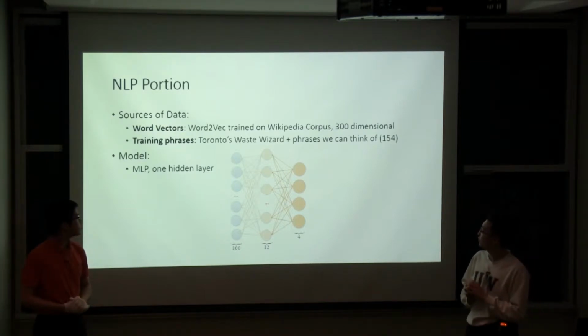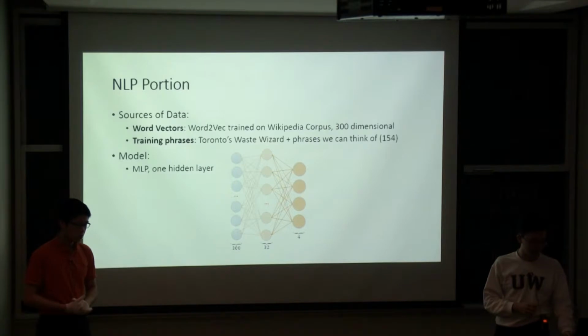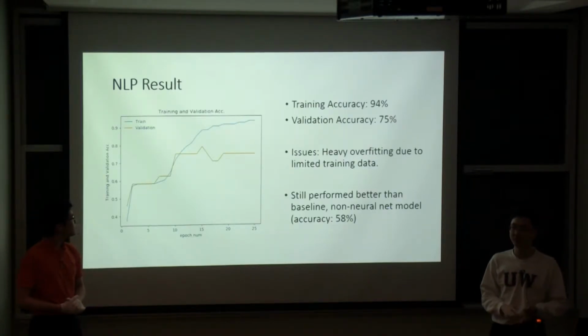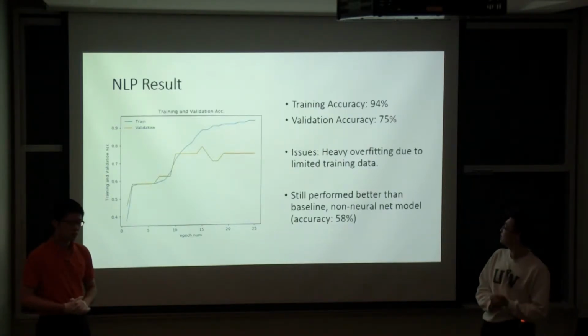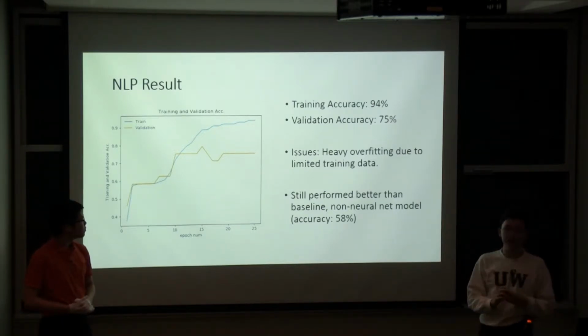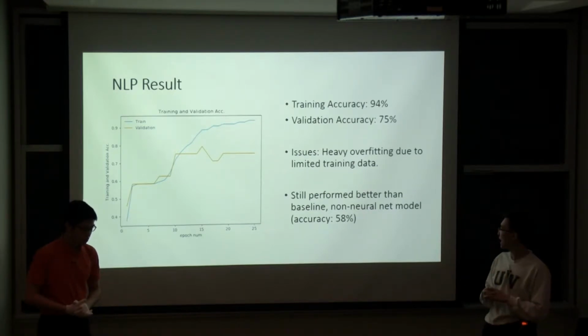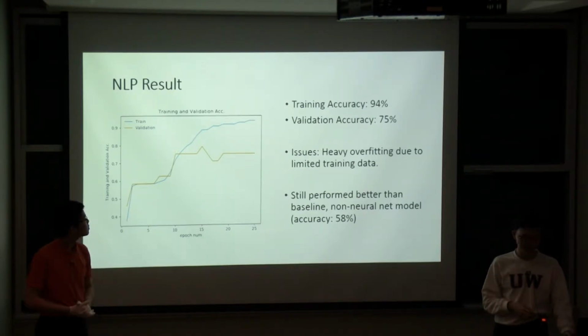Our model is a simple 1 hidden layer multi-layer perceptron with 4 output neurons. And despite the limited training data, we achieved pretty reasonable validation accuracy of 75%. And this is better than our first non-neural net model, which had 58% accuracy.